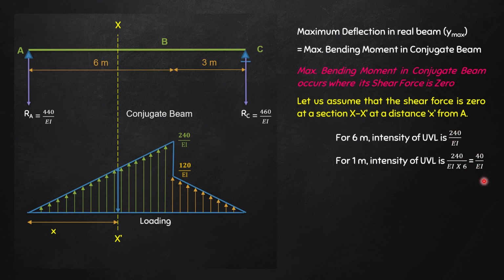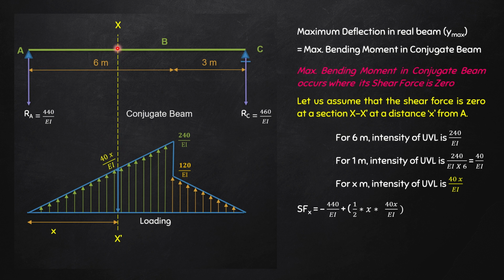This is simple mathematics. So for x meters, the intensity of the UVL will be 40 divided by EI into x, so 40x by EI. At the distance x, the value of the UVL is 40x by EI. Now, let me write a general equation of shear force at this point.